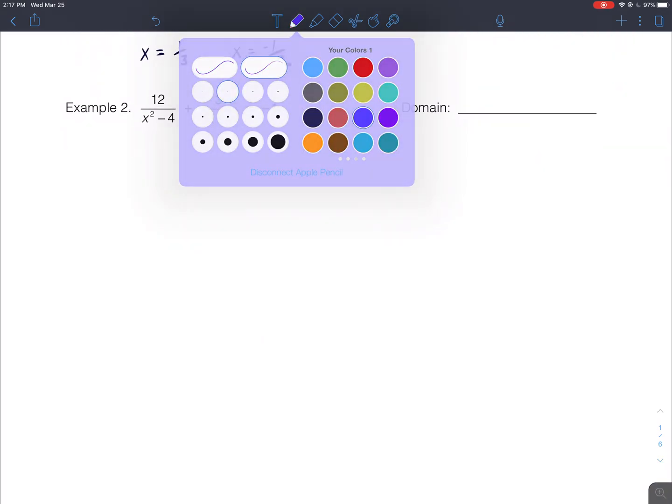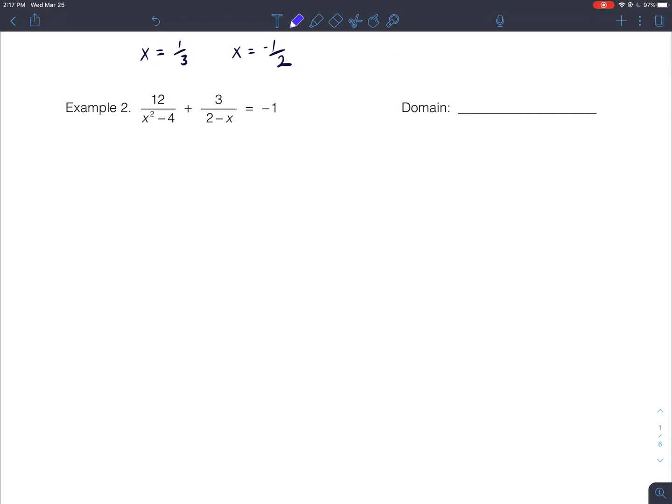Moving on, number 2. We're given a quadratic in the denominator here. So the first step would be to factor that and write this in factored form. So I'm going to start out with 12 over, if I factor x squared minus 4, I get x plus 2 times x minus 2.